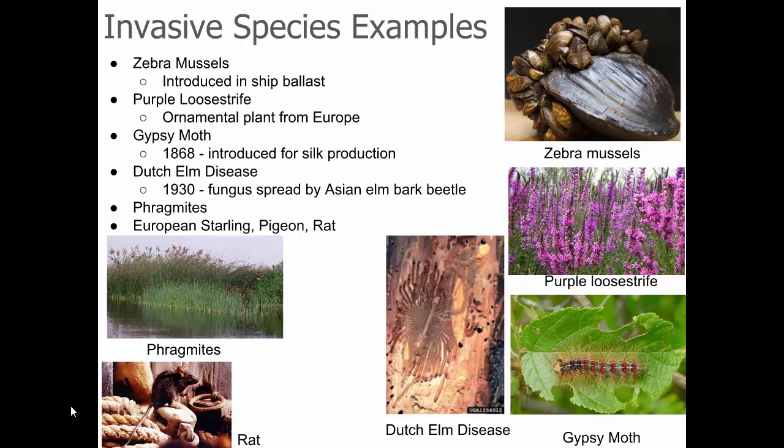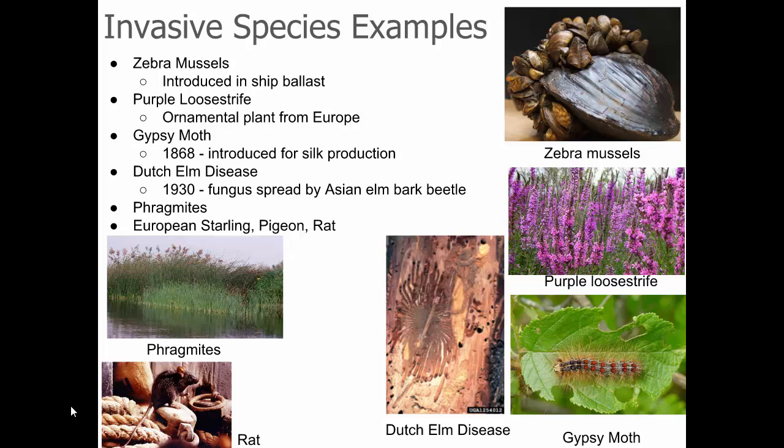Dutch elm disease is an important one. Dutch elm disease is caused by a fungus that's spread by a beetle. It came from Asia. Elm trees used to be one of the most dominant trees in North America. They have been severely damaged due to Dutch elm disease, and the number of elm trees has decreased drastically because of this disease.